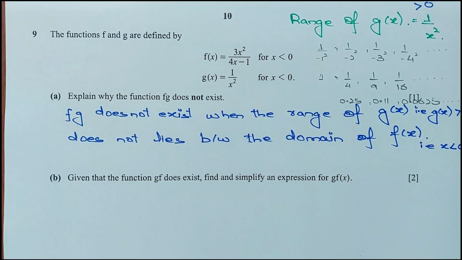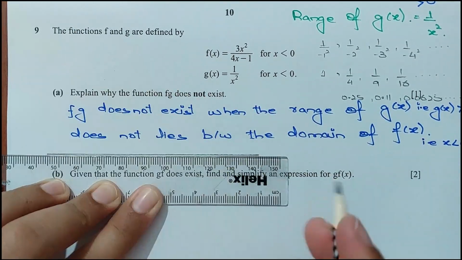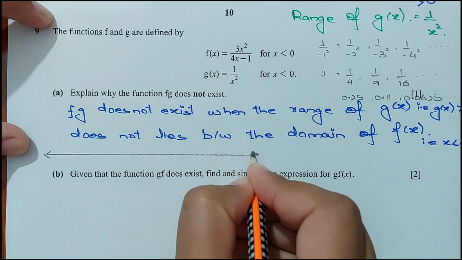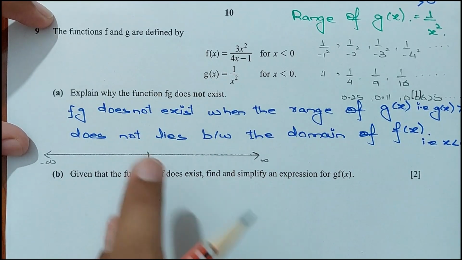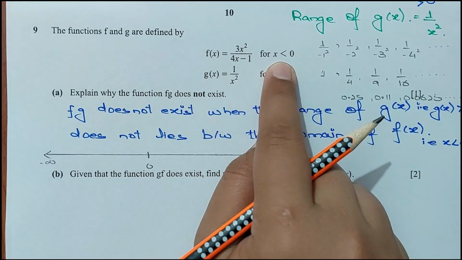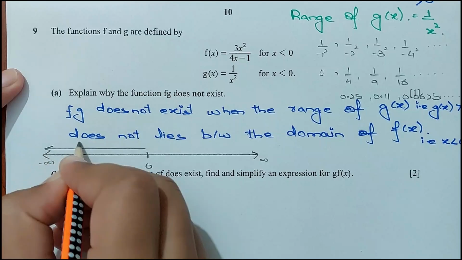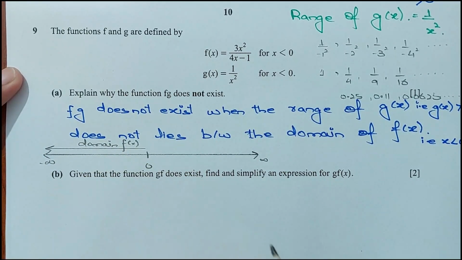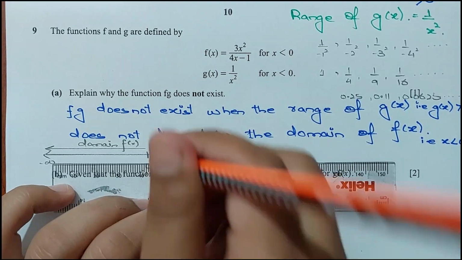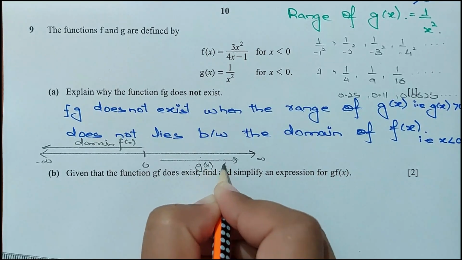Let me explain one more time by drawing a number line, to understand the situation. Let's say this is a number line from positive infinity to negative infinity, and this is 0. Now the domain of f of x is the x values that are less than 0. This is the domain of f of x. And the range of g of x is the values that are more than 0 over here. This is the range of g of x.